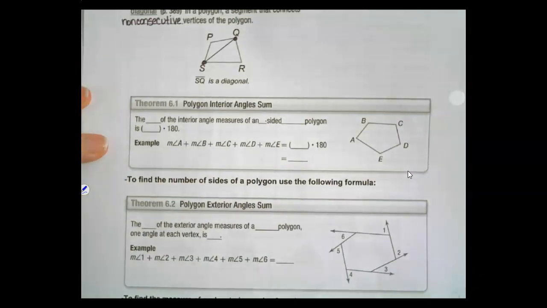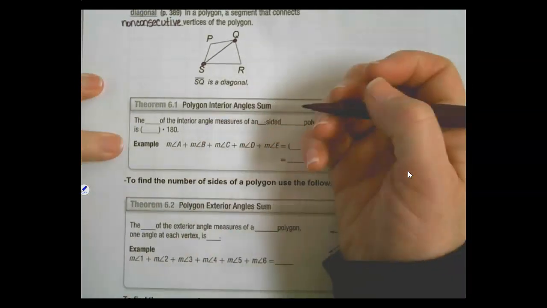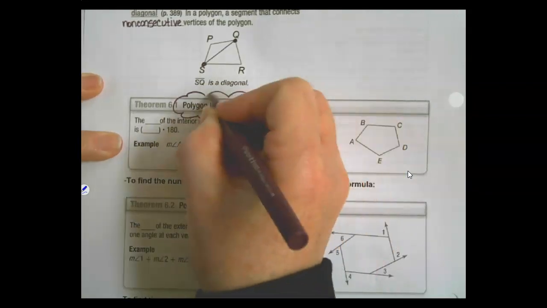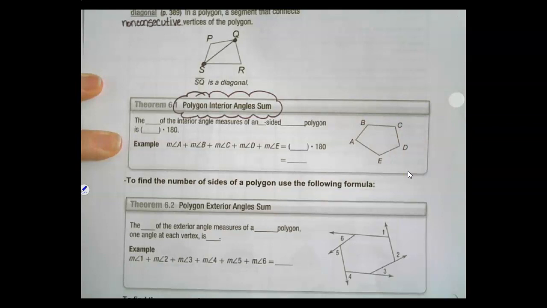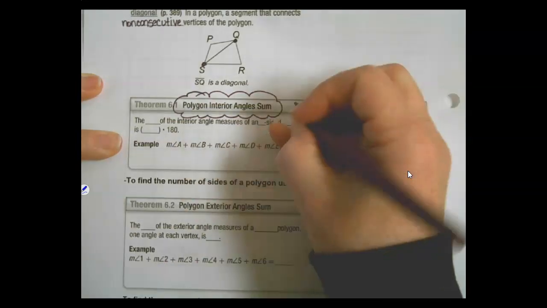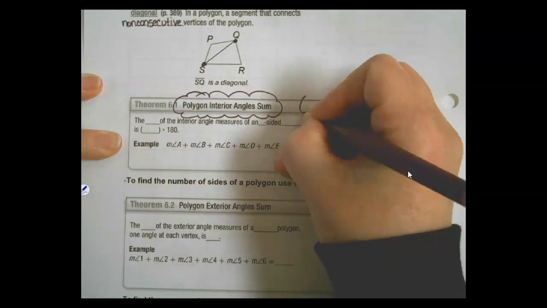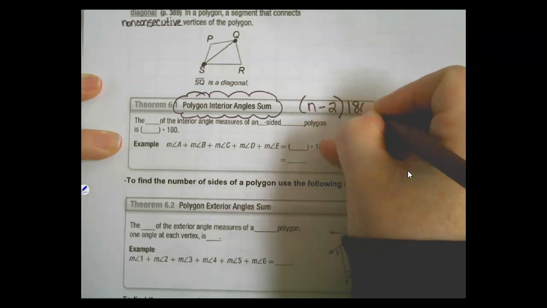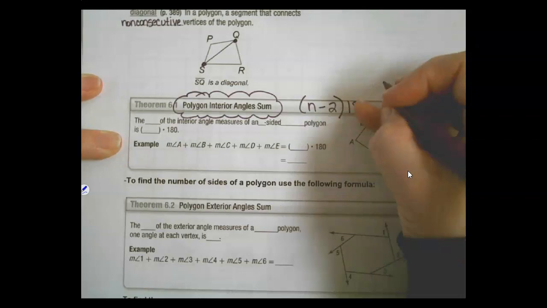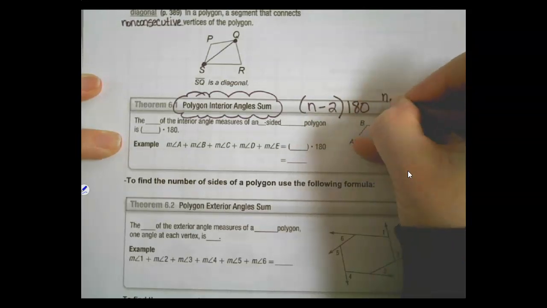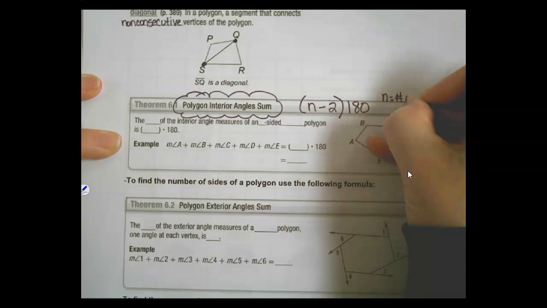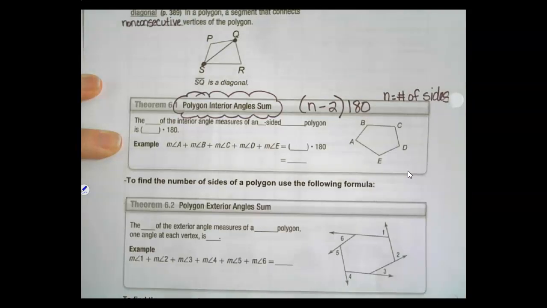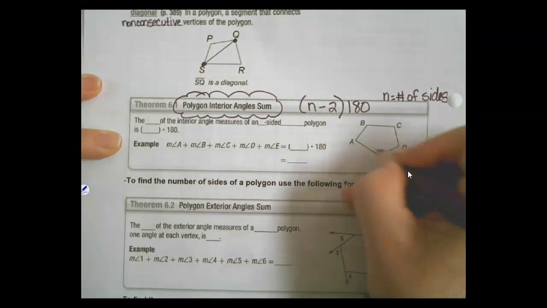Formulas. I'm going to move these formulas up here. So to find the interior angle sum of a polygon, we have, in parentheses, n minus 2 times 180 degrees. The n stands for the number of sides, so n equals number of sides. So these are the interior angles, the sum of them. What are they going to equal?